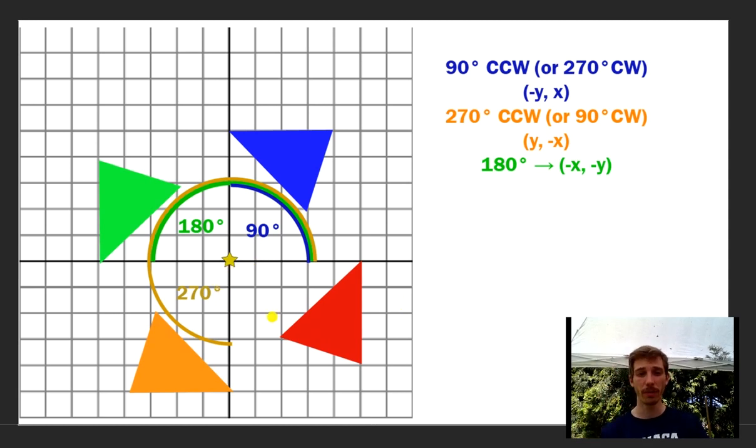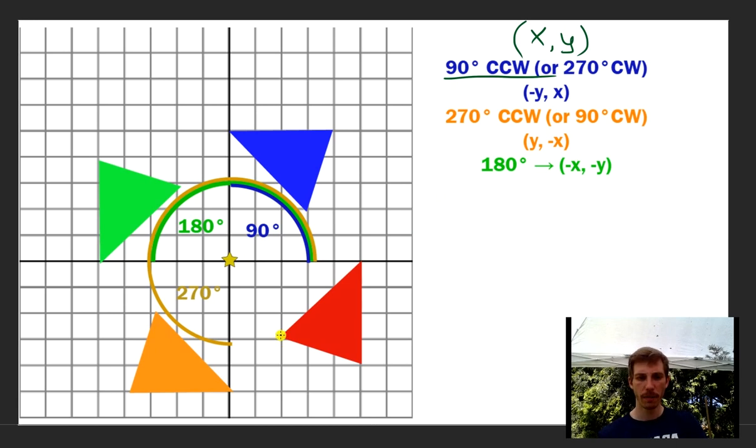So here's our different rotations written out. You can see some examples and the way that it's going to change our coordinates. So for instance, 90 degrees counterclockwise, that's all of my blue here. We're going to change our coordinates from x, y to a negative y, x.